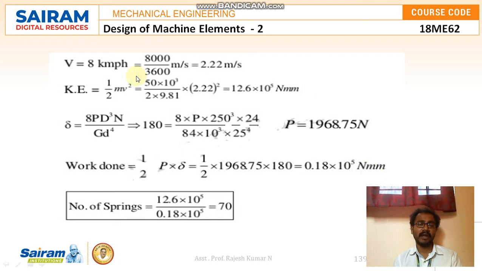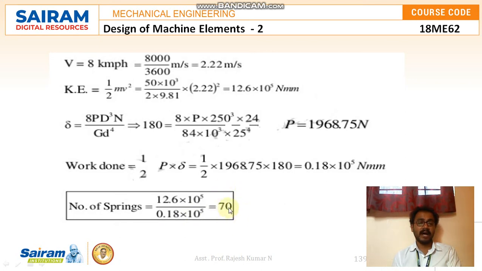Why we need to find out the kinetic energy is because we are in the process of finding the number of springs. The number of springs is nothing but kinetic energy divided by the work done. This is a formula to note, which is not available in the data handbook. The work done formula and the deflection formula are available in the data handbook, but the number of springs formula is not, which we are supposed to remember as a note. The kinetic energy magnitude is 12.6 into 10 power 5, and the work done is 0.18 into 10 power 5. So I will be getting the solution as 70.